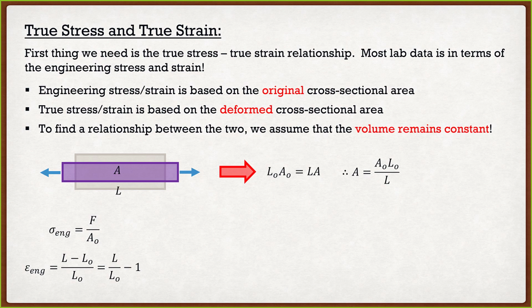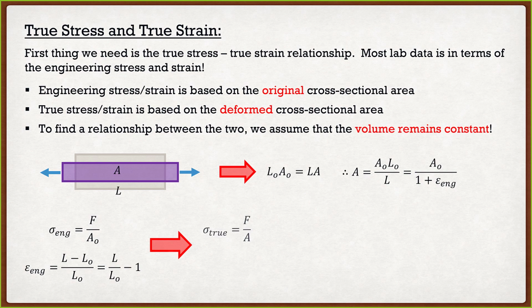Now, if we look at this equation and our current area equation, both have this L naught divided by L, or one, I guess, is just kind of upside down. So what I can do is modify our area equation to this, where our current area is equal to our original area divided by 1 plus our engineering strain. And this is the equation we are now going to use to define our true stresses and our true strains.